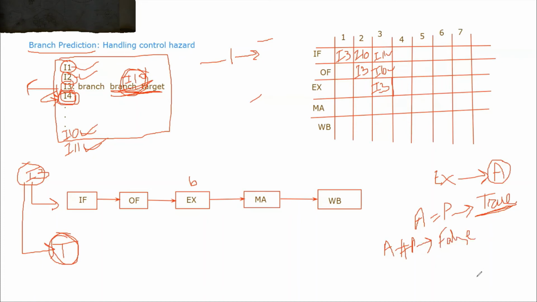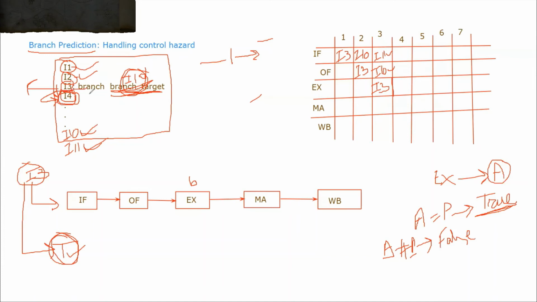Okay, what will be the issue? If my prediction is false, what was my prediction? My prediction was the branch is taken. However, the actual outcome will be branch not taken, because actual is not equal to predicted. I predicted the branch is taken, so the actual outcome was branch is not taken. So actual, the branch is not taken.